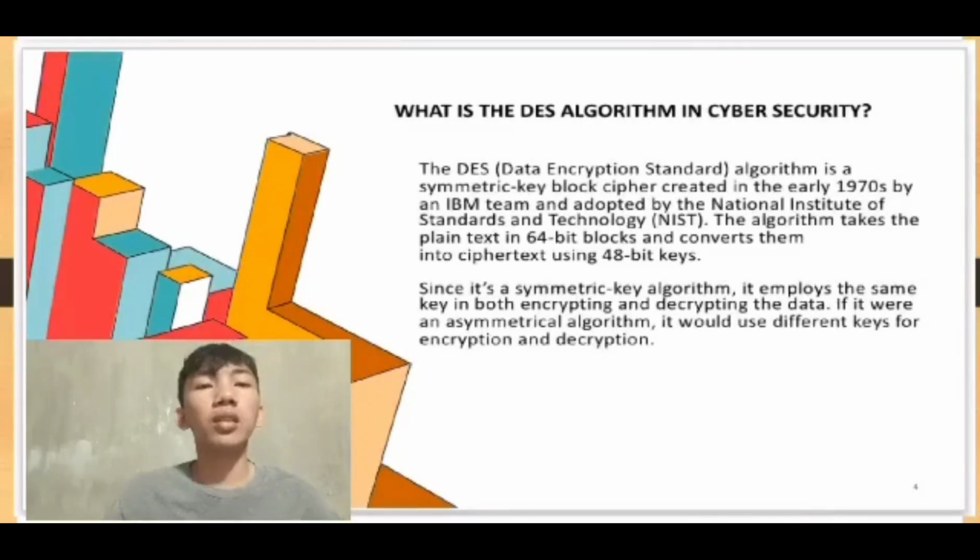The algorithm takes the plain text in 64-bit blocks and converts them into ciphertext using 48-bit keys. Since it's a symmetric key algorithm, it employs the same key in both encrypting and decrypting the data. If it were an asymmetrical algorithm, it would use different keys for encryption and decryption. So, what is this algorithm?